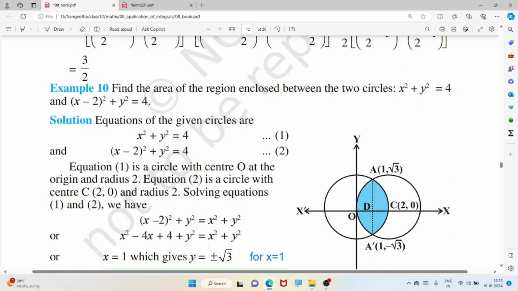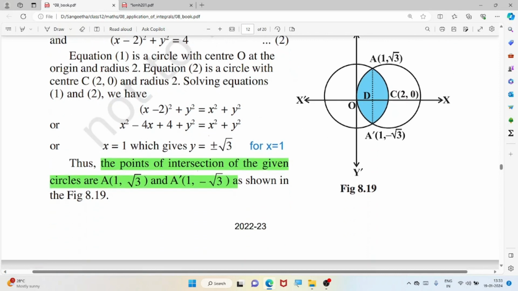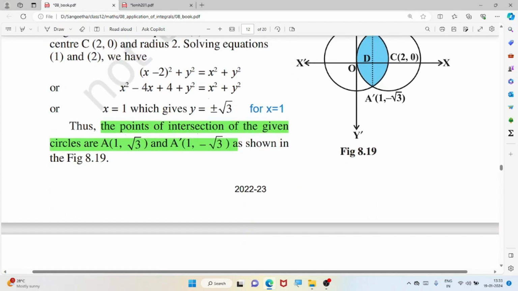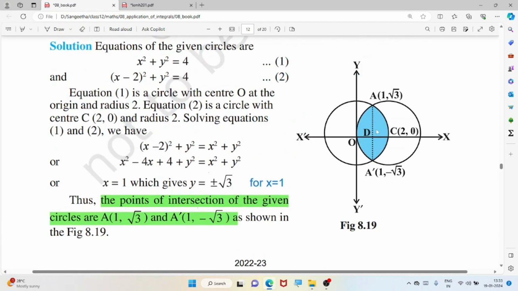Find the area enclosed between these two circles. If you substitute x equal to 1, y equal to plus or minus root 3. From this, if you substitute x, then you will get y. It can be plus root 3 or minus root 3. These two points: 1, root 3 and 1, minus root 3.